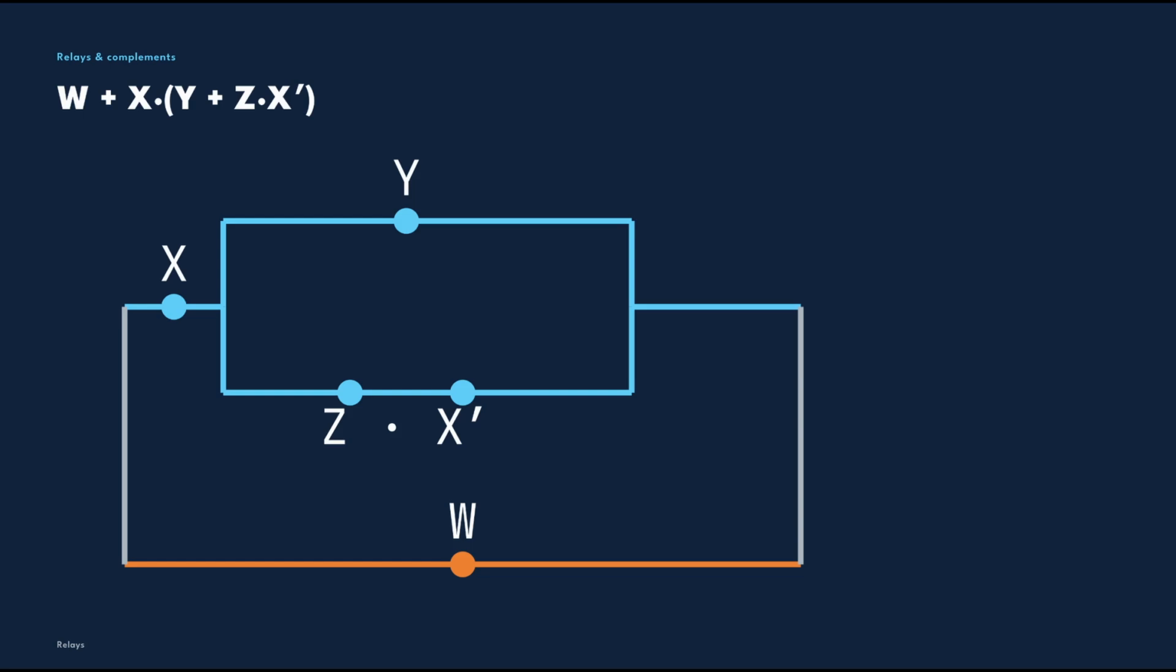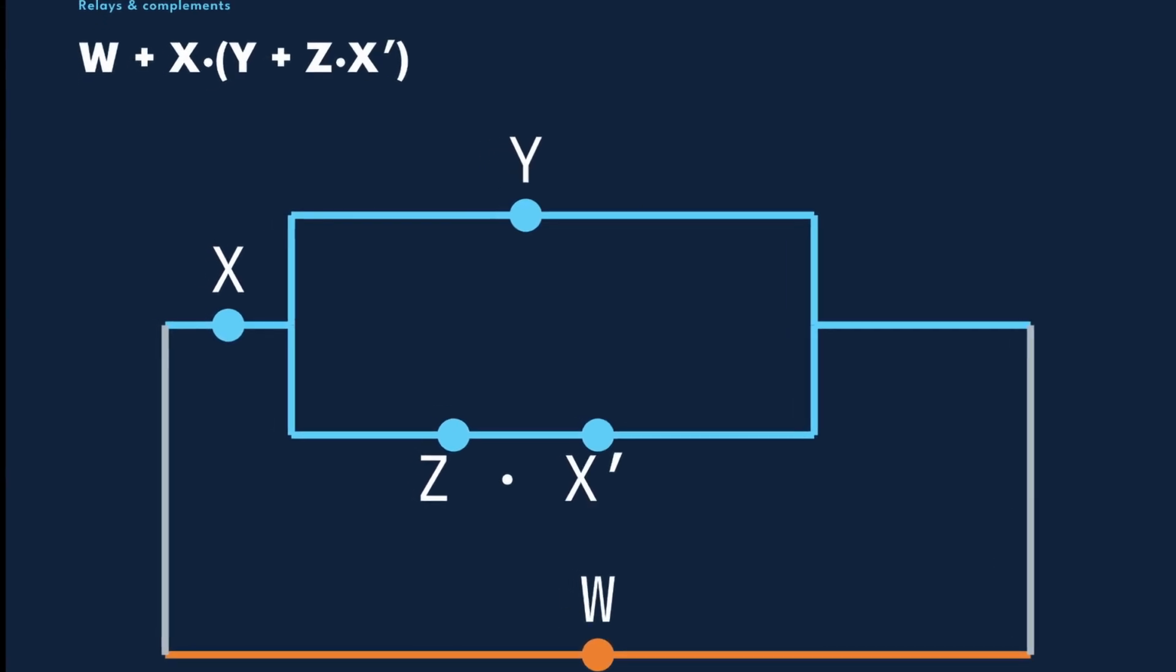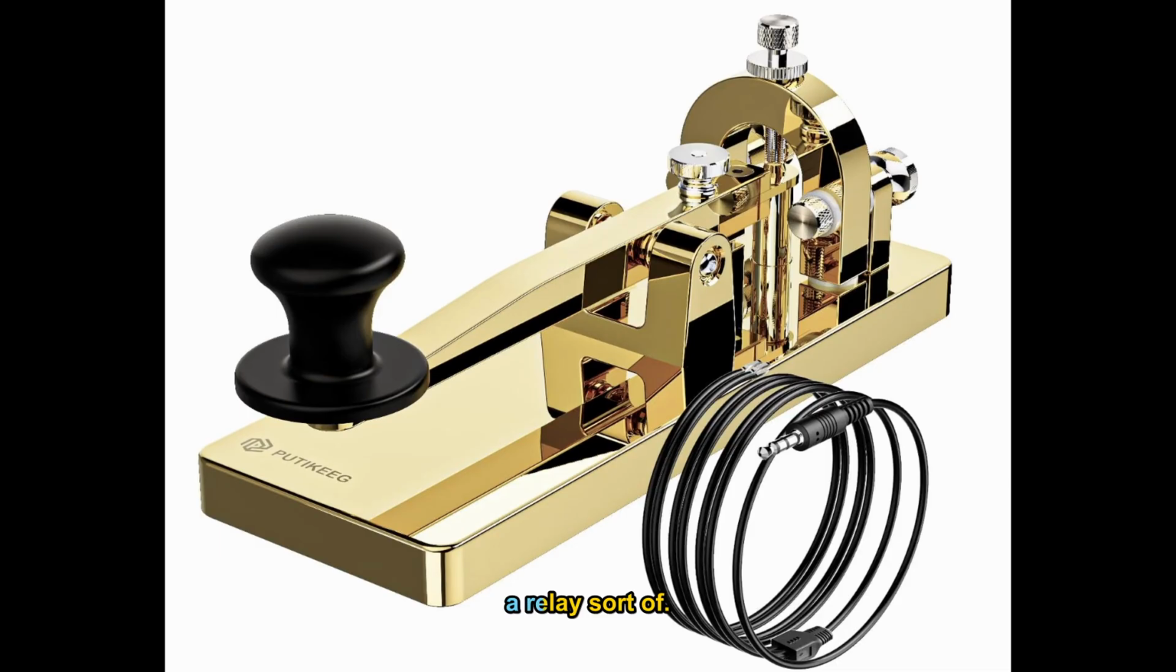Now this last example here. This is the network for W plus X times, in parentheses, Y plus Z times X prime. Okay, now notice here. The bottom is wired in parallel with what comes above it. What comes above it is X wired in series with what's to the right of it. What's to the right of it is X times the items that are wired in parallel: Y on top and Z times X prime on the bottom. Now X prime means not X, or X complement. That's the definition of a relay, sort of.